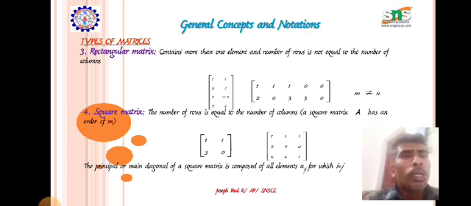When it comes to a square matrix, the number of rows and columns are equal. It may be a 2 by 2 matrix or a 3 by 3 matrix. The principal or main diagonal of a square matrix is composed of the elements aij, where i and j are always equal.